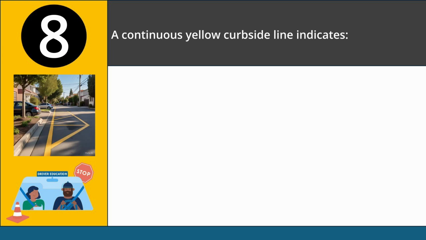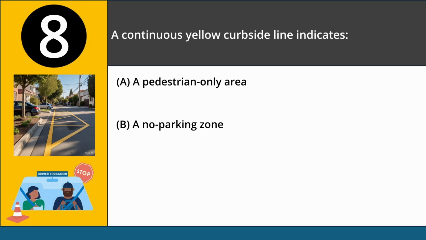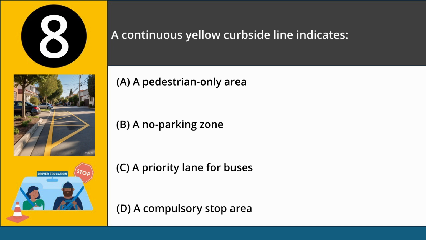A continuous yellow curbside line indicates: A. A pedestrian-only area. B. A no parking zone. C. A priority lane for buses. D. A compulsory stop area. Answer: B. Yellow curbside lines indicate parking restrictions.